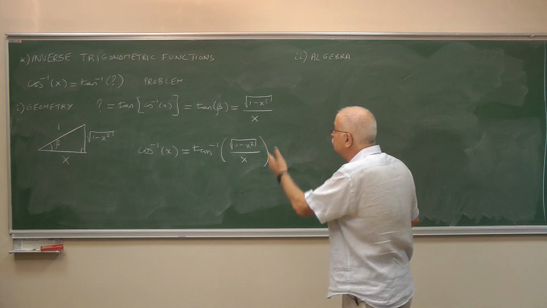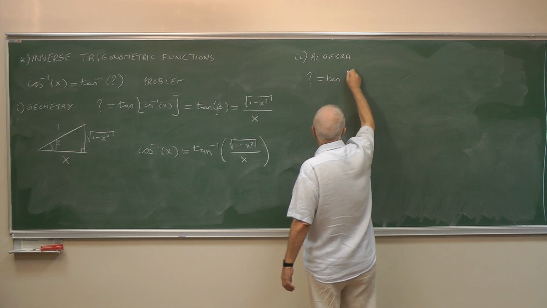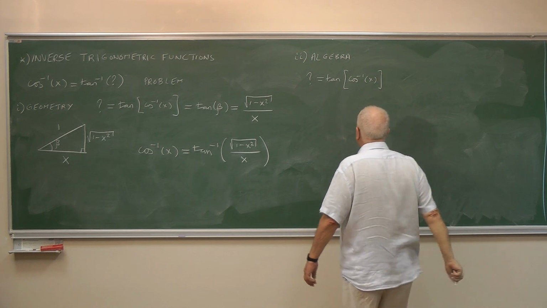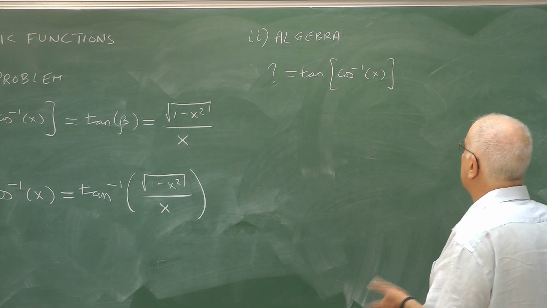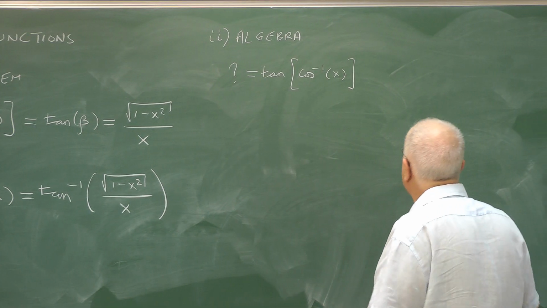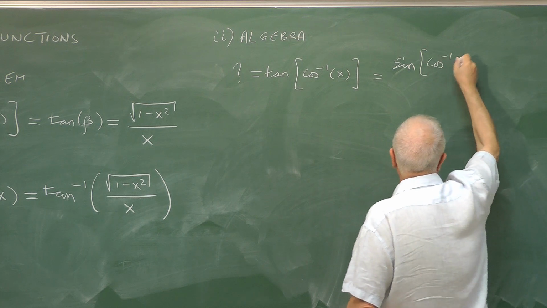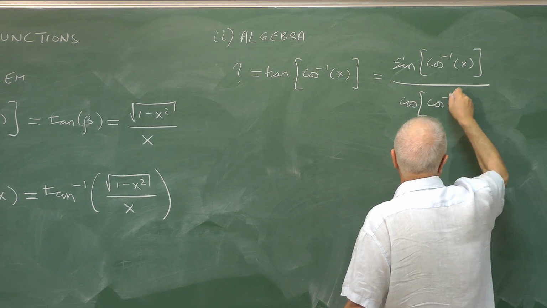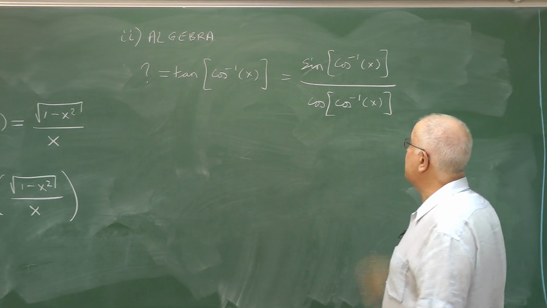So again, I say question mark equals tangent of arc cosine x. Now, the only thing I know about arc cosine is cosine of arc cosine x is x. So I write this as sine of cosine inverse x divided by cosine of inverse cosine x. Well, this is trivial, but this is not.